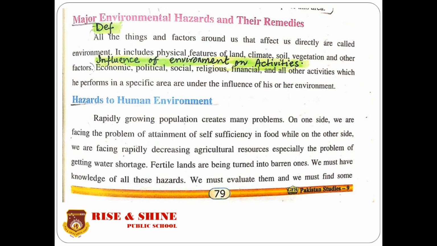Right here the next heading, influence of the environment on the activities. How the environment influences the activities of a person. Economic, political, social, religious, financial and all other activities which he performs in a specific area are under the influence of his or her environment.